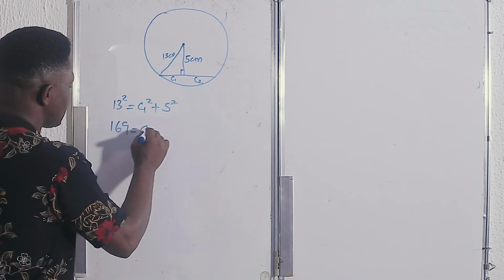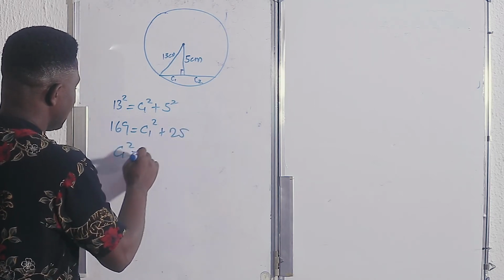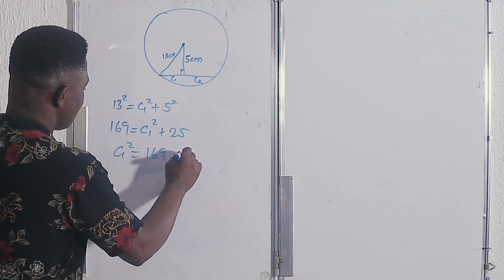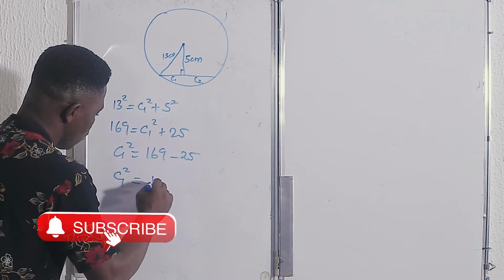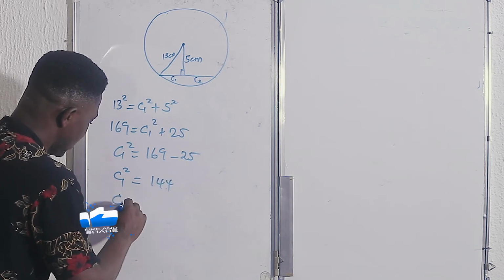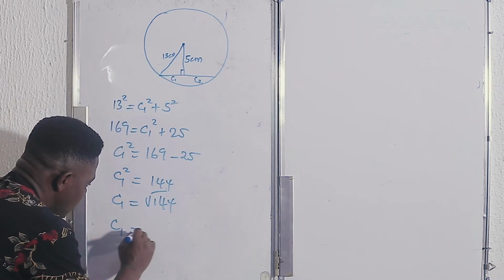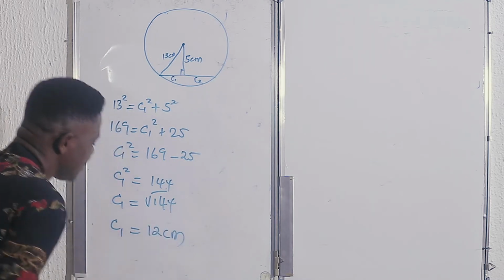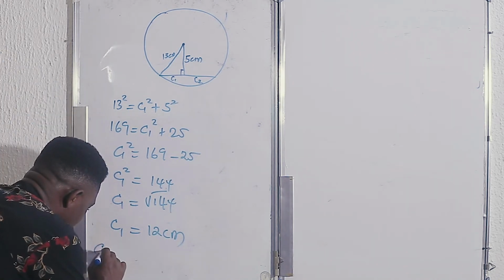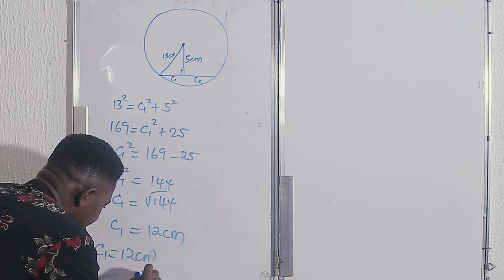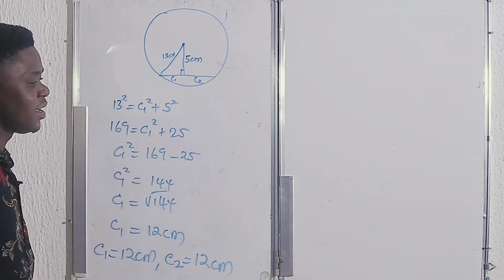169 is equal to C1 squared plus 25. C1 squared is 169 minus 25. C1 squared is equal to 144. C1 is the square root of 144. C1 is equal to 12 centimeters. Remember that C1 is equal to C2. So C1 is equal to 12 centimeters and C2 is equal to 12 centimeters.